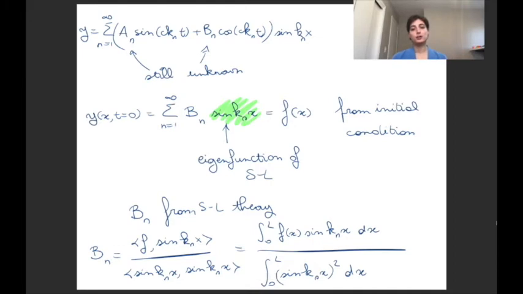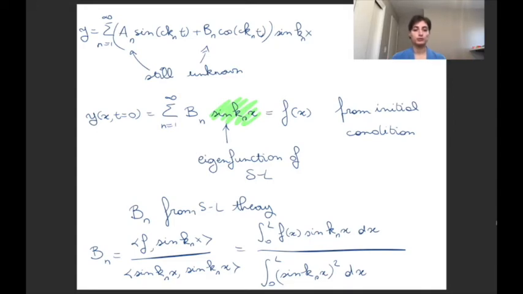We still don't know an nor bn, but we can use the initial conditions to fix both of them. Because if we set y(x) at t equal to 0, then we know that we have an infinite sum of only bn times sine knx equal to f of x. This f of x is the initial condition that we have set, and sine knx is the eigenfunction of the Sturm-Liouville problem we have set.